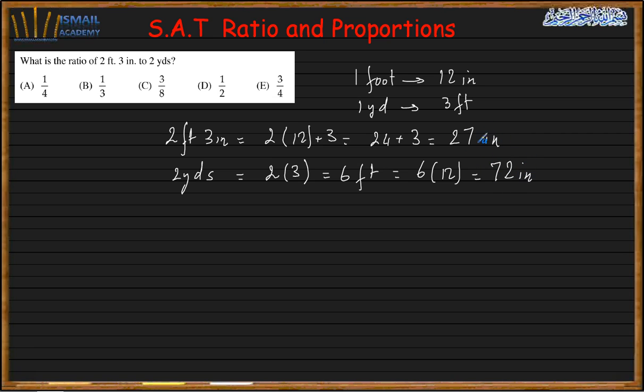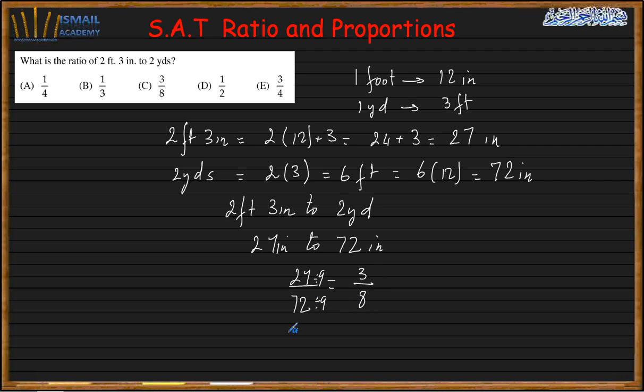So now the two measures have similar units. So what we do now, we do the ratio. We have 2 feet 3 inches to 2 yards, which is the same thing as 27 to 72 inches, which is 27 over 72. If we simplify by dividing both sides by 9, I will have 3 over 8, and C is my answer.